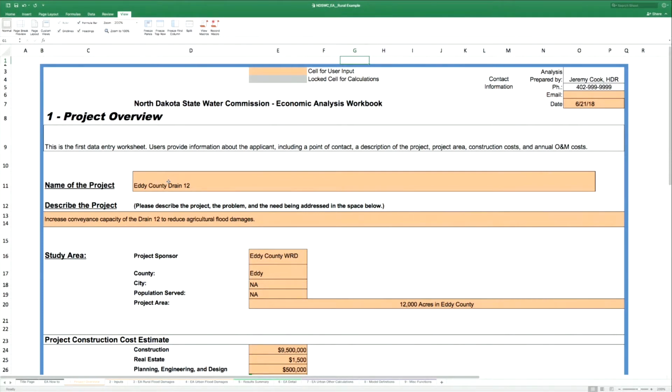So we're assuming here the name of this project is Eddy County Drain 12. The purpose of the project is to increase conveyance capacity of Drain 12 to reduce agricultural flood damages. We have a project sponsor, the county. In this case, because it's rural and agricultural damages, we're not concerned about city and population served. The project area is roughly 12,000 acres in Eddy County.